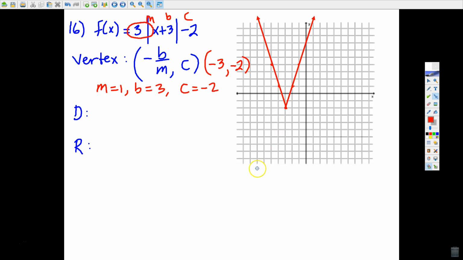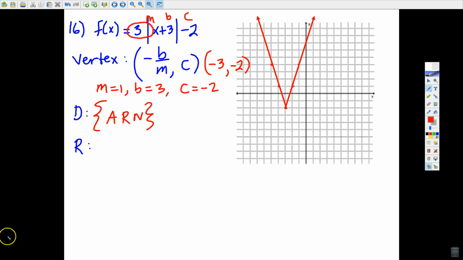Okay, question? Everybody good? All right, let's do domain and range. The domain for these absolute value functions is always going to be the same. You're always going to have all real numbers being utilized from the x-axis.